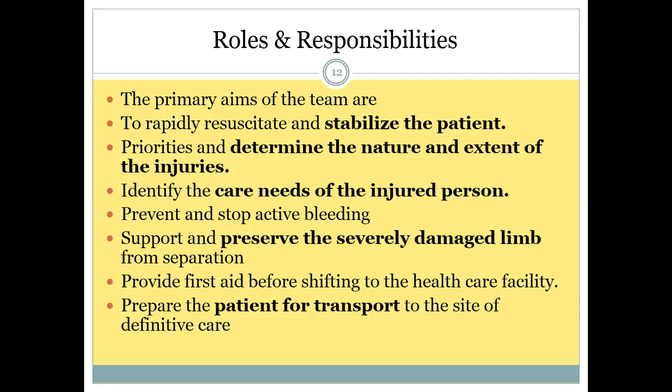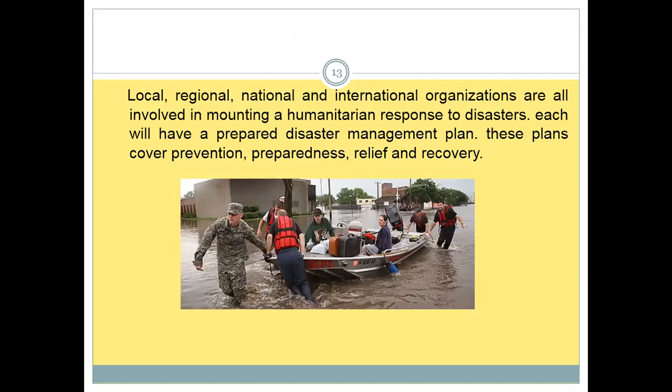And yes, a transport action plan should also be there. Transportation is a must, because in case of any emergency which is not basic and cannot be handled on site, they should have a transport service that can take people to a remote area or a facility that has the medical services they require. Local, regional, national, and international organizations are all involved in mounting a humanitarian response to disaster. Each will have a prepared disaster management plan. These plans cover prevention, preparedness, relief, and recovery.